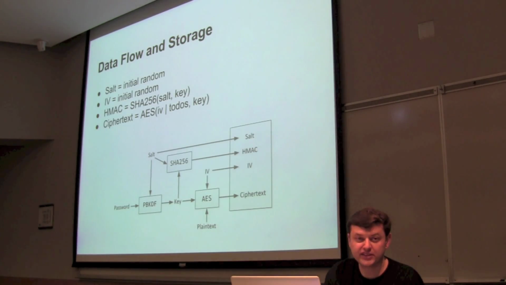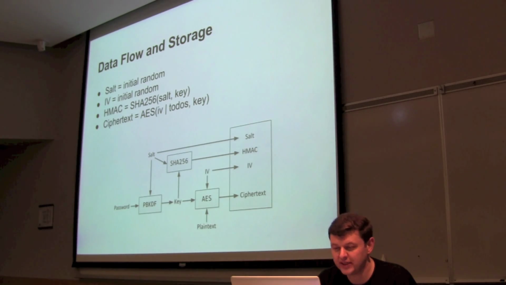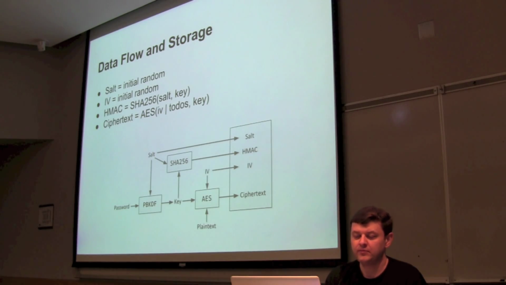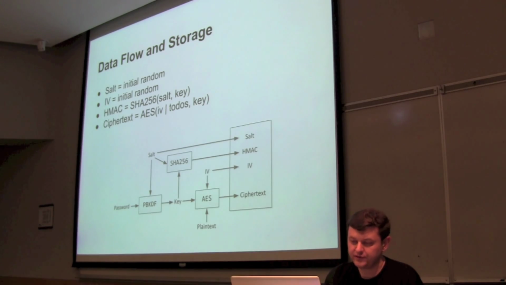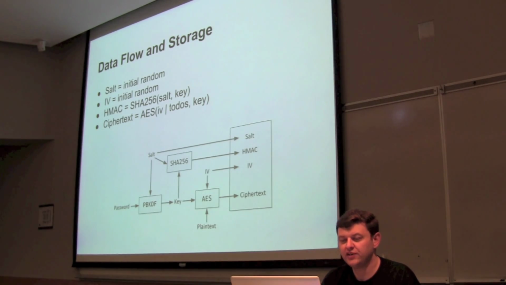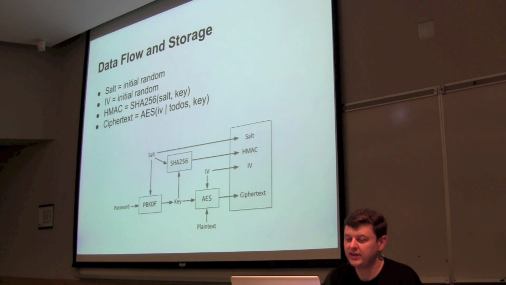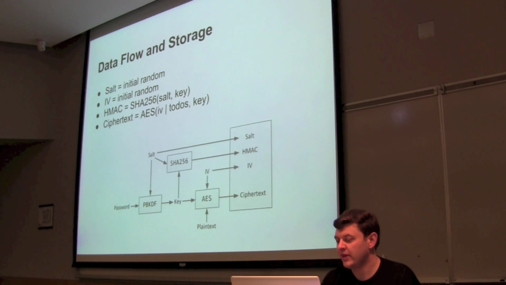So how this is going to work from a data flow point of view when we get into OpenSSL is, remember, we've got a salt that we're dealing with, and that's initially random. And the salt is used in conjunction with our password to generate our key. We have an initialization vector, which is also random, and that's used in conjunction with our key and our plain text to get our ciphertext. We also are going to generate an HMAC of the key with the salt, just to be able to see that our password is correct.